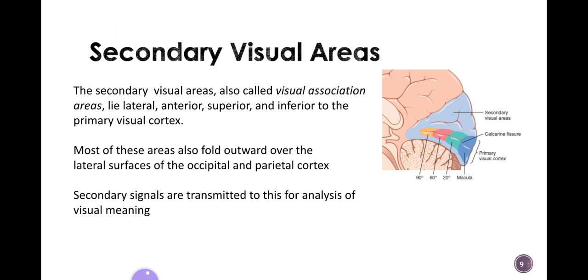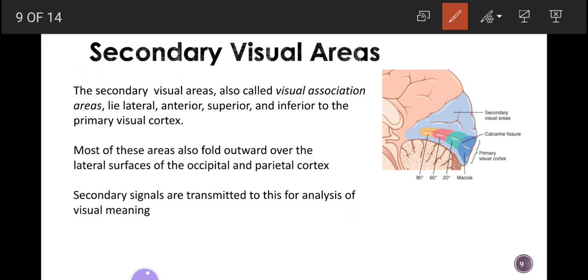Next are the secondary visual areas, also known as the visual association areas. They lie lateral, anterior, superior and inferior to the primary visual cortex and surround it. Most of these areas also fold outward over the lateral surface of the occipital and parietal cortex. Secondary signals are transmitted to this area for analysis of visual meaning.